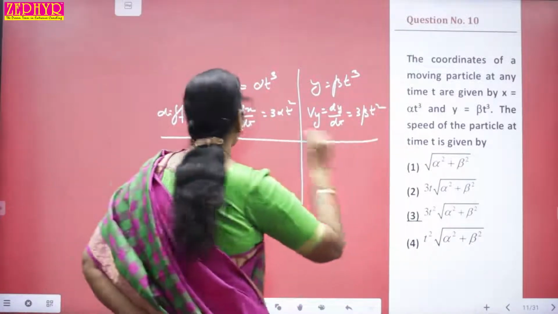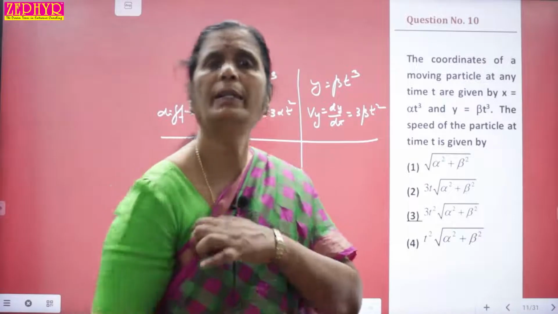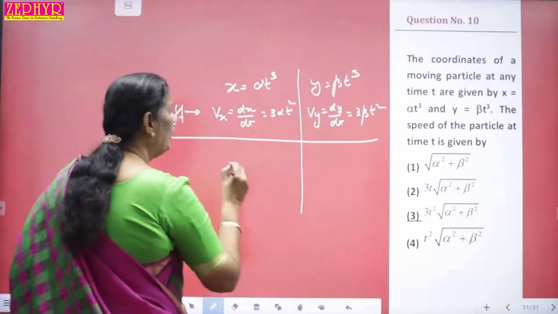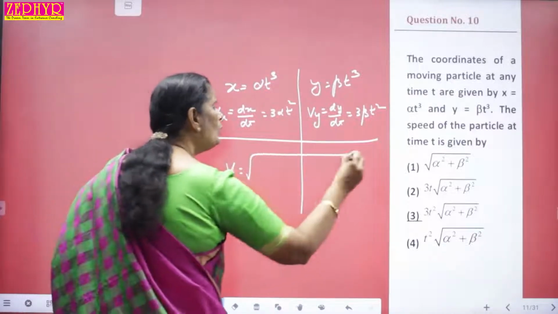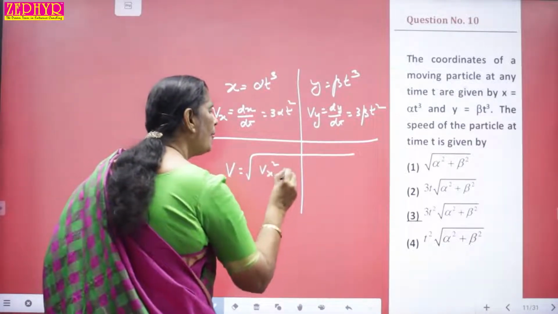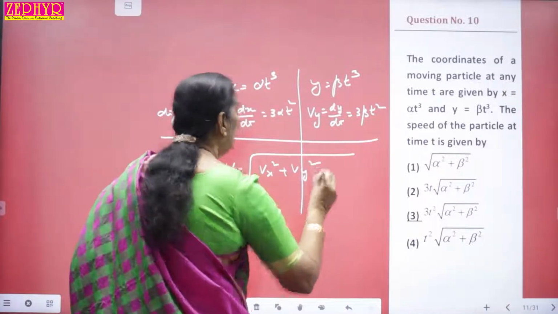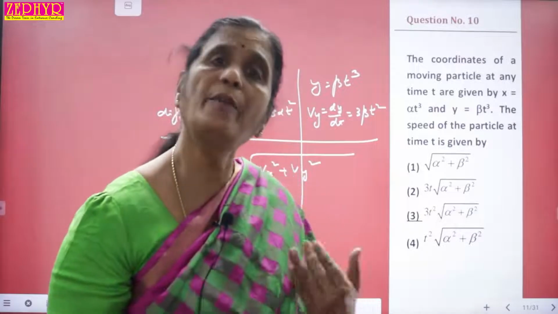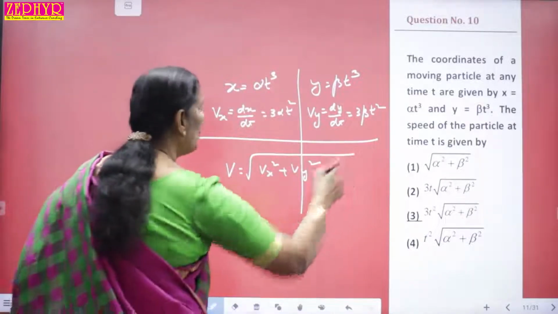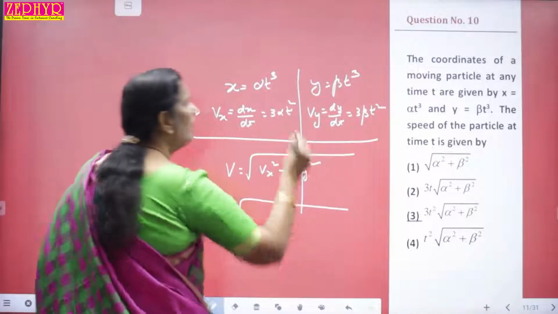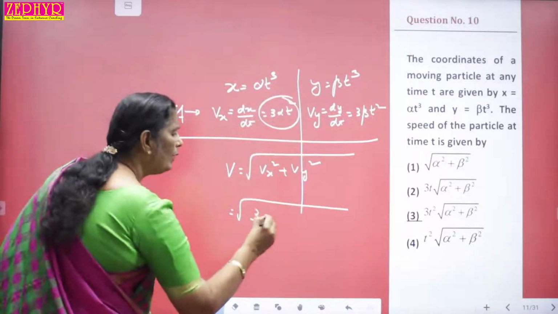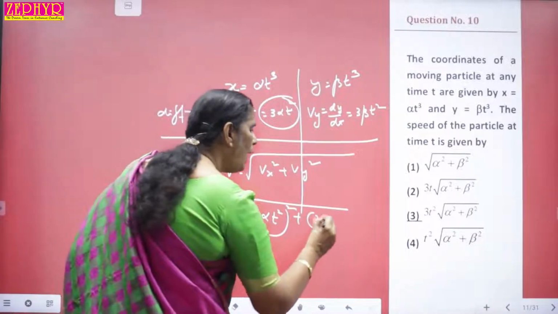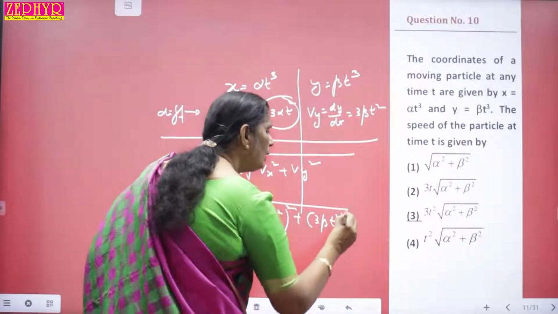So this is the horizontal component of velocity, and that is the vertical component of velocity after an interval of time t. But we want the total, so v is equal to root of vx square plus vy square. That will be equal to root of (3 alpha t square) the whole square plus (3 beta t square) the whole square.